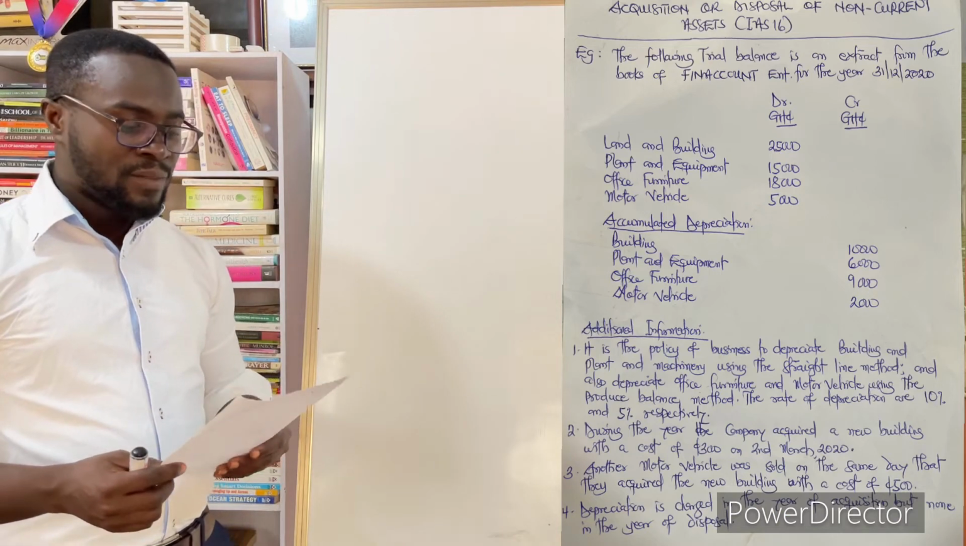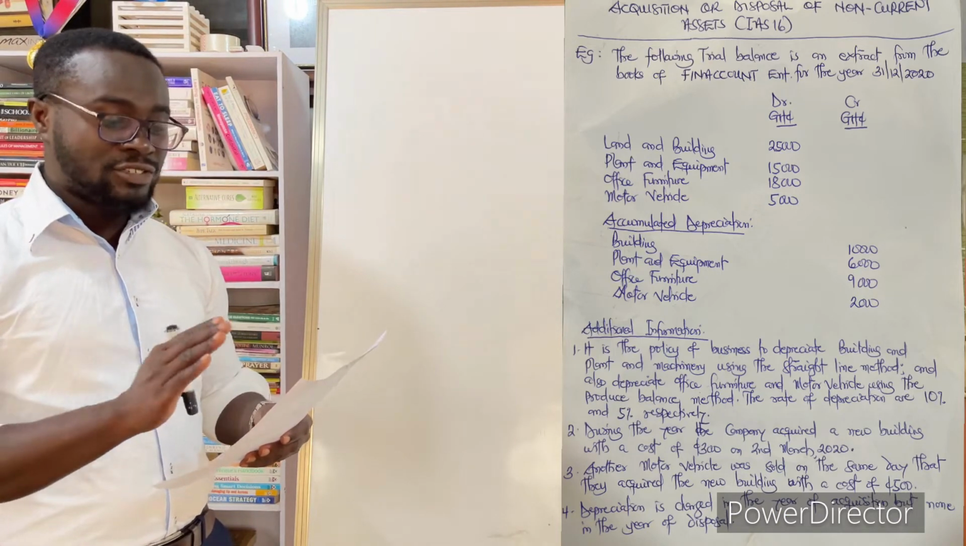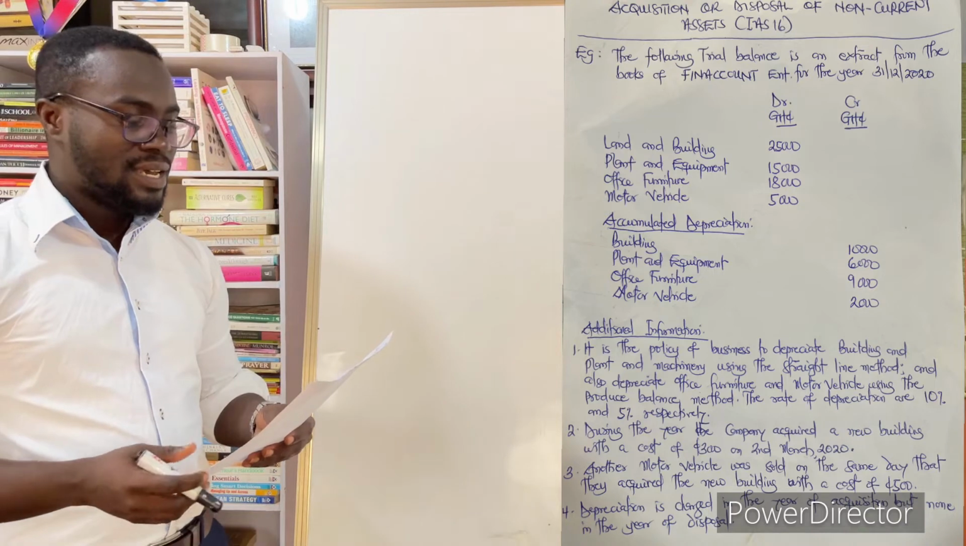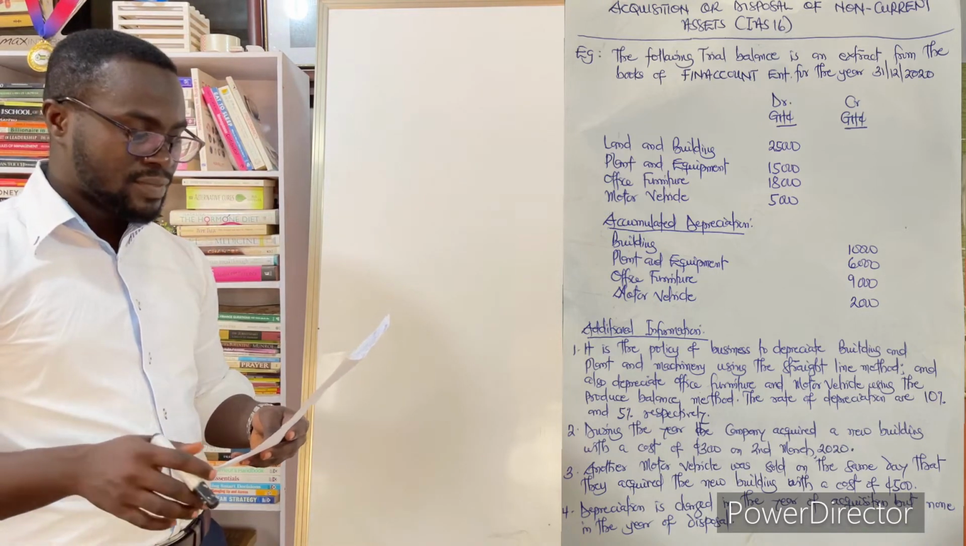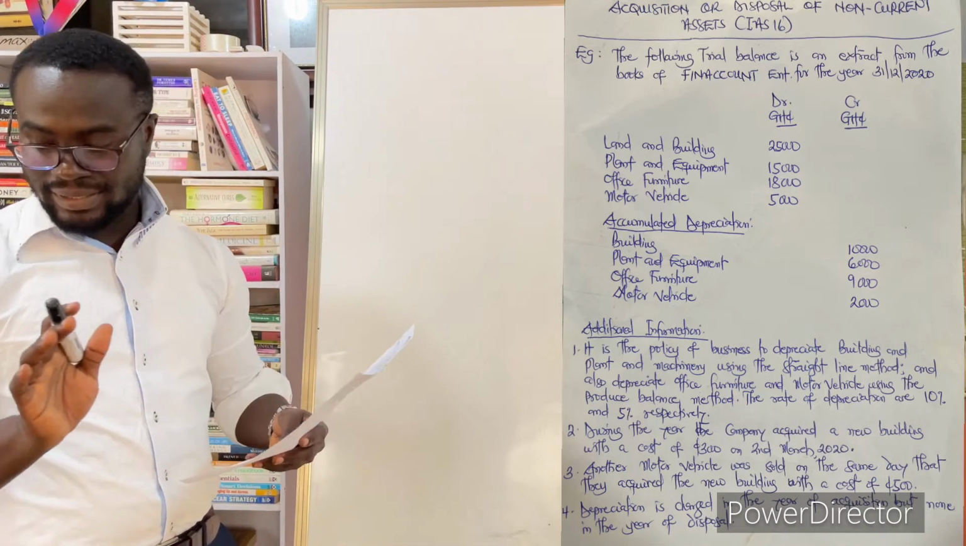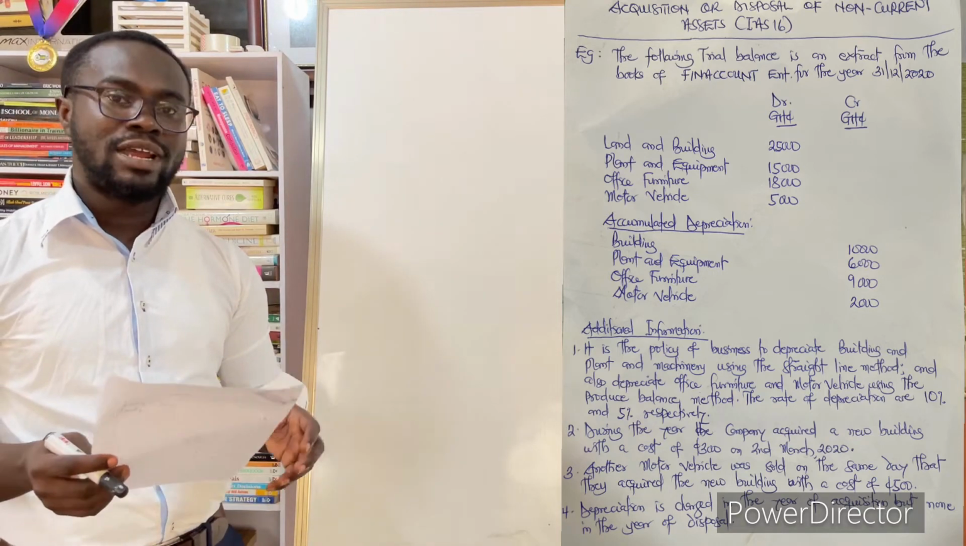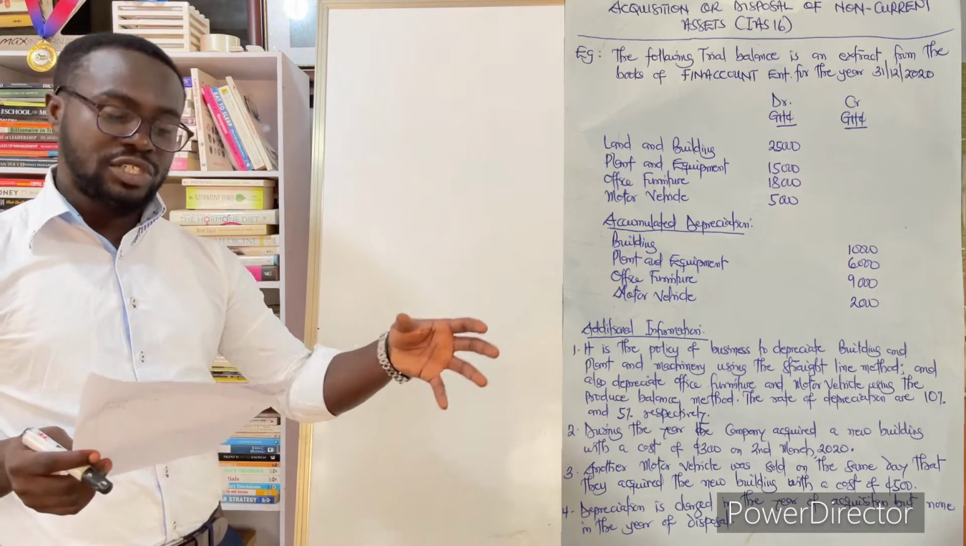I have it here. There's a trial balance extract being given to us. The following trial balance is an extract from the books of FinAccount Enterprise. So it's only an extract. That means that it's not a complete trial balance. It's only the asset portion that I've given.